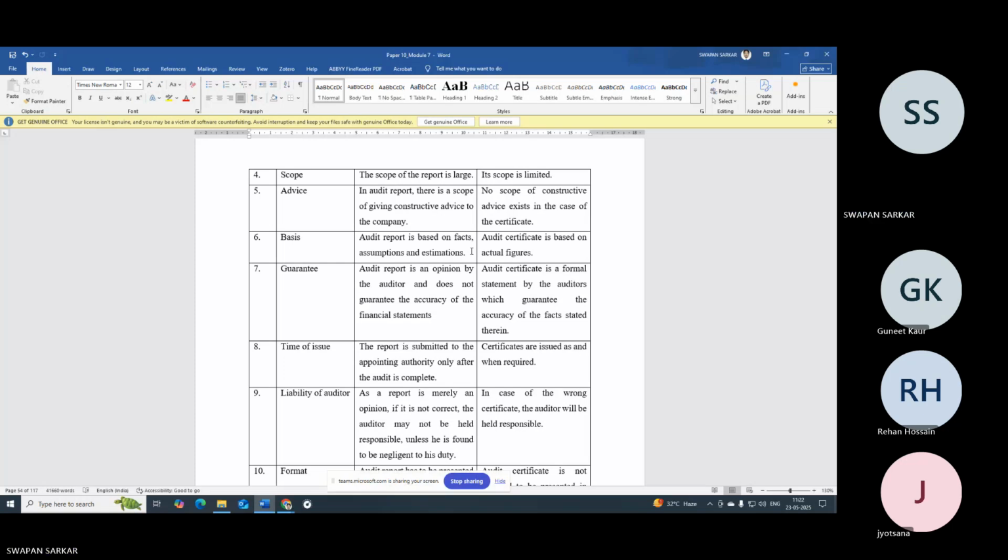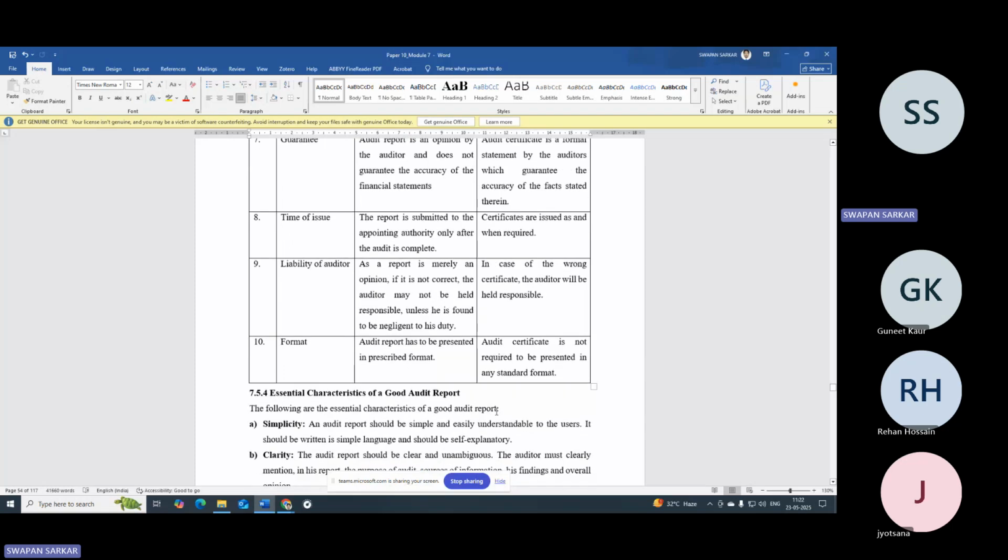Then, liability of the auditor. As a report is merely an opinion, if it is not correct, the auditor may not be held responsible unless he is found to be negligent in his duty. In case of a wrong certificate, the auditor will be held responsible.